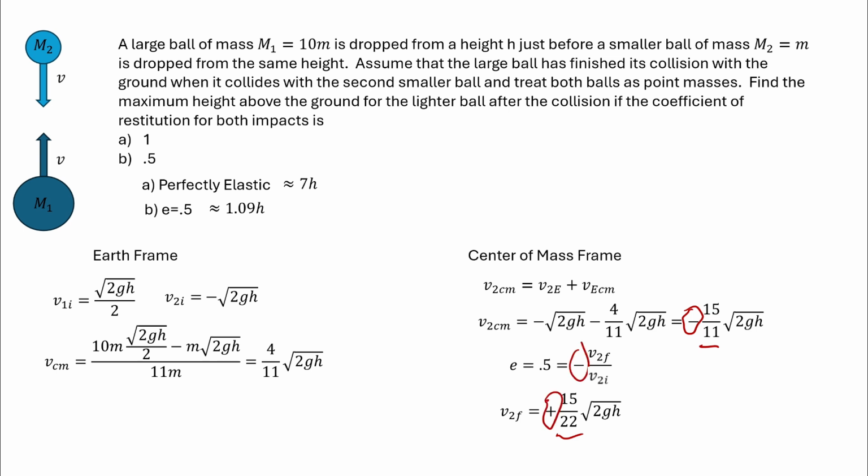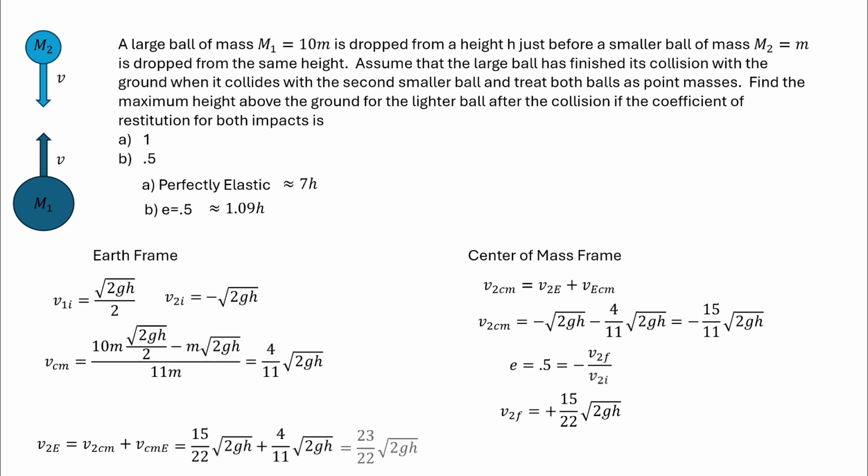Okay, well, that's the final velocity in the center of mass frame. What about in the original Earth frame? Well, I just transform back again to the original Earth frame, and I do a little bit more algebra. I crunch some numbers, and I get 23 over 22, and in case you're not great at fractions, that's the same thing as 46 over 44, which is exactly the same result we got last time. So it's 1.09h.